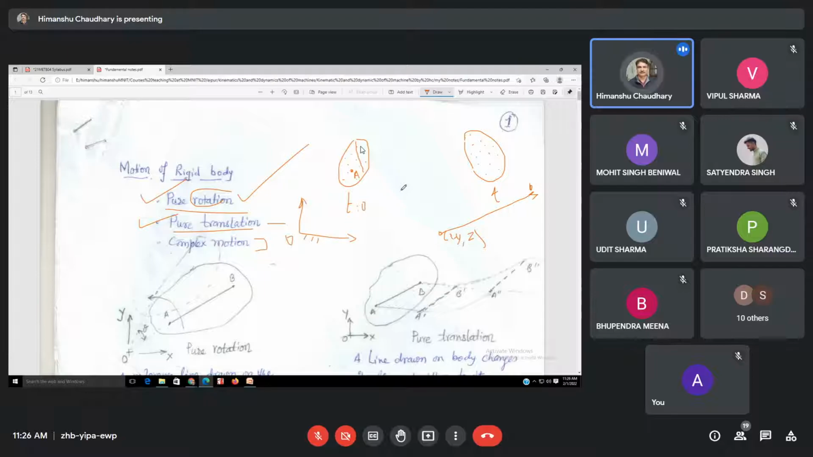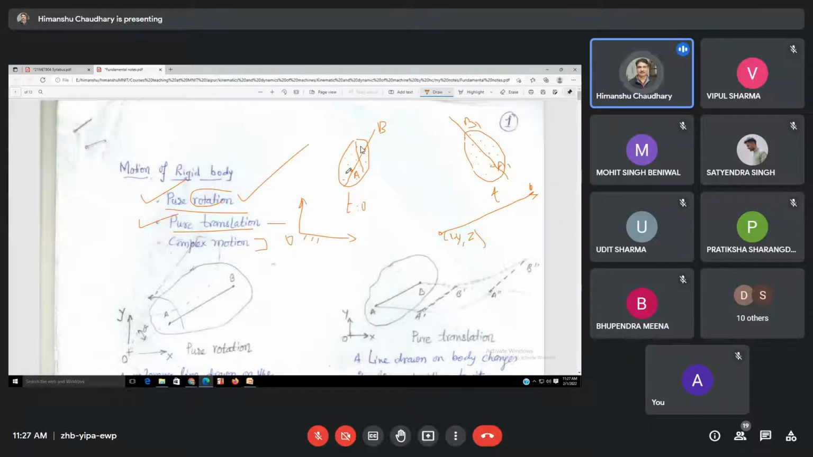Because to know the angular displacement, I must have a line. Otherwise, how can I measure the angular displacement? So this line may be any arbitrary line. You can draw a line passing through point A, and this is my line AB. So initially, I take one point A and a line passing through point B over the body. Now, after time t, this point is at location A1 and this line is A1B1.